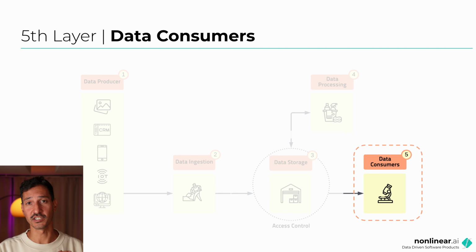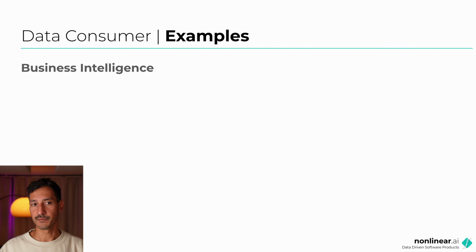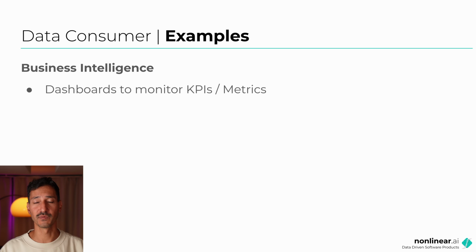Excellent! We are able to ingest data, to store data in a central place, and to process that data. But why are we doing this? Exactly, we have multiple data consumers. Let's look at some examples. One of the most prominent examples is business intelligence. Here you try to build dashboards to monitor key performance indicators and metrics.